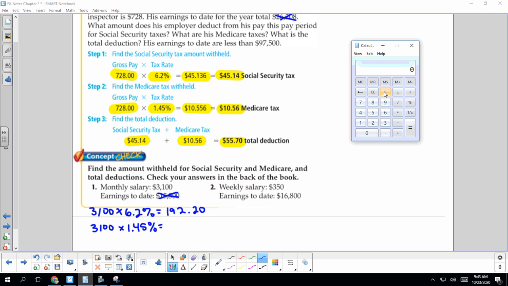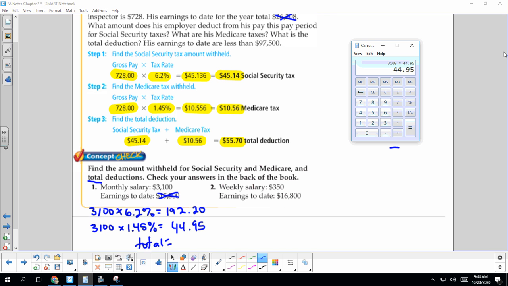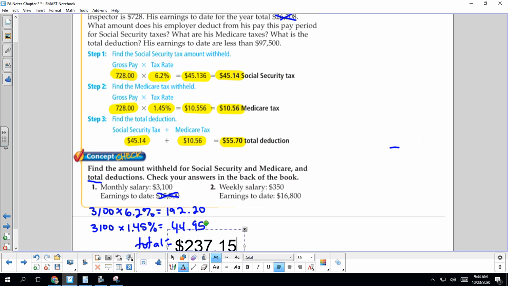Okay, and 3,100 times 1.45% is $44.95. And we are going to total those to find our total deductions. 192.20 plus 44.95, and we get $237.15 comes out of the paycheck just for Social Security and Medicare.